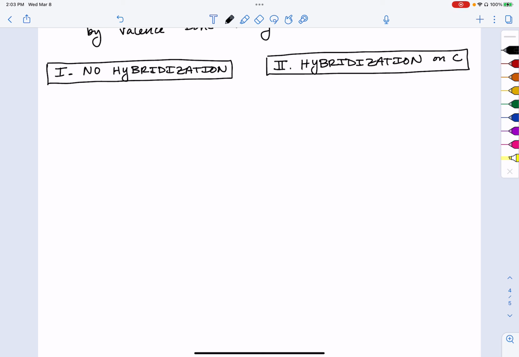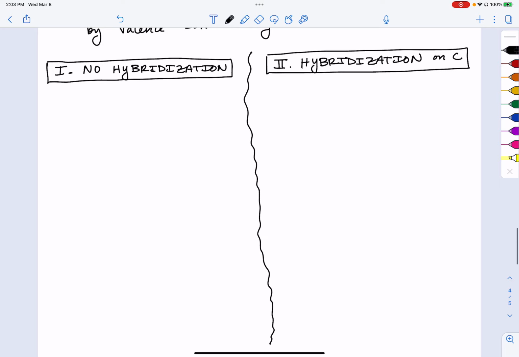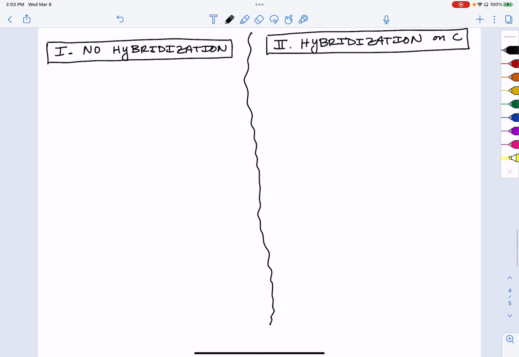I'm sorry, it's killing me that I can't draw a straight squiggly line, even though that itself is pretty oxymoronic. Okay.